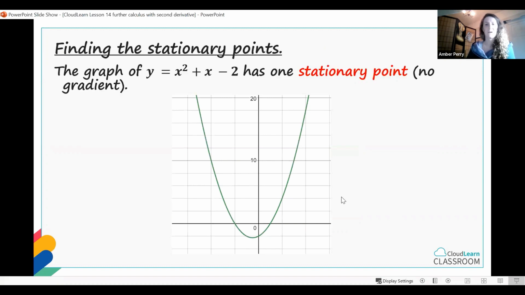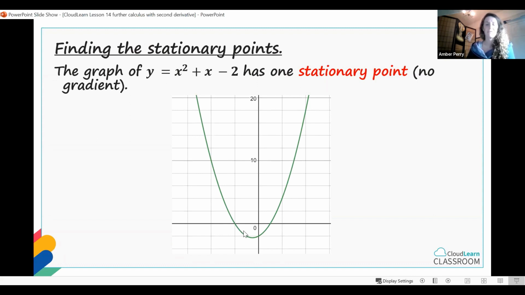So if you are asked to find the stationary points, let's have a look at this graph. I'm going to choose this graph as a quadratic. Quadratics are a little bit easier because they just have 1 stationary point. So they've only got 1 turning point, and then that will just carry on going up there, and that will just carry on going up there.